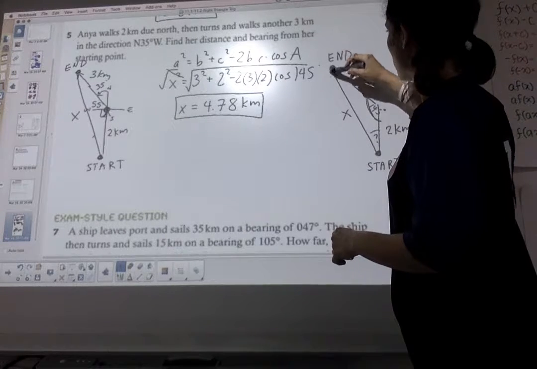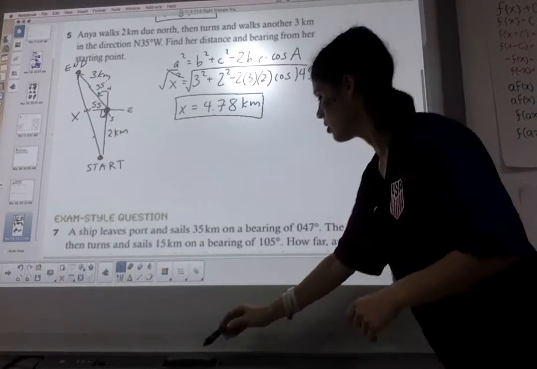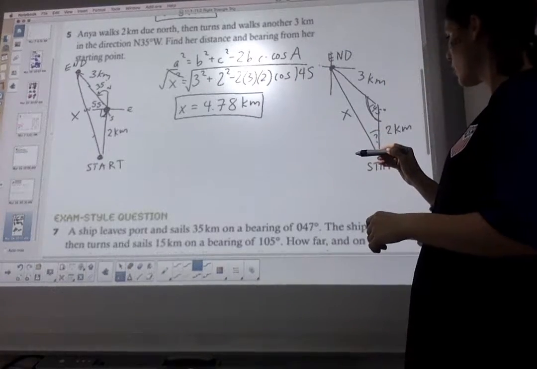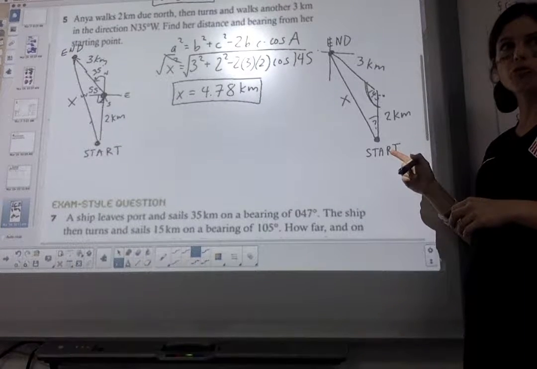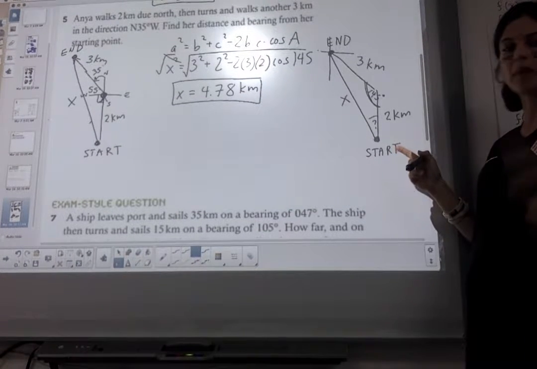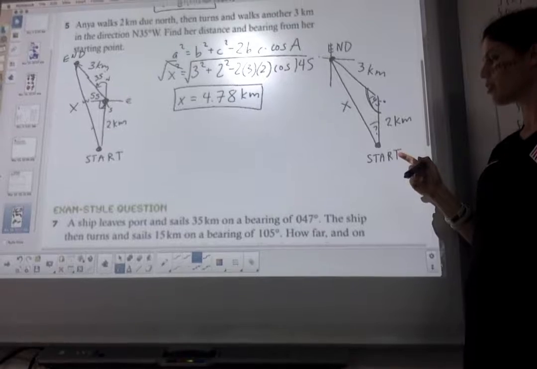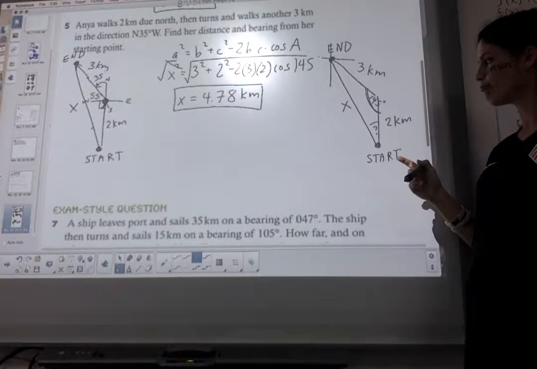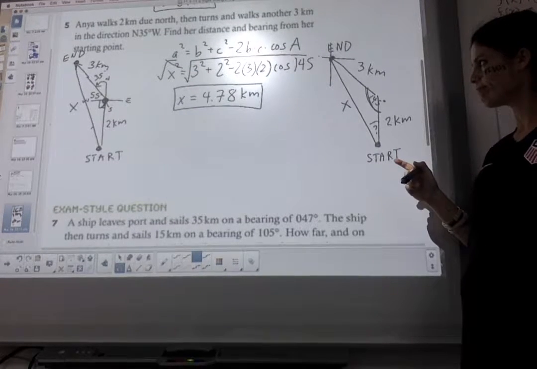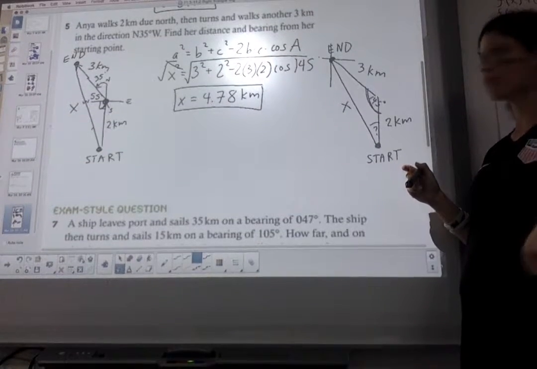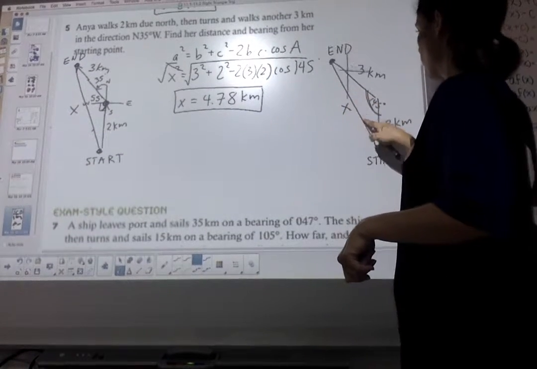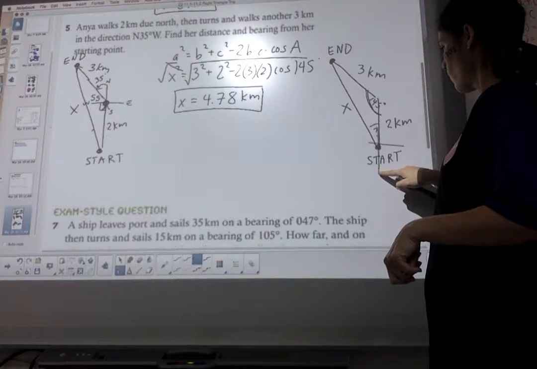No, it's there. From her starting point. Her starting point is there. You're right, it's there. It's her distance from here? Her starting point, yeah. It says find her distance and bearing from her starting point. I think it's from the end. No, from her starting. It's from the starting, yeah. Is the bearing at the bottom? Oh, Maria.